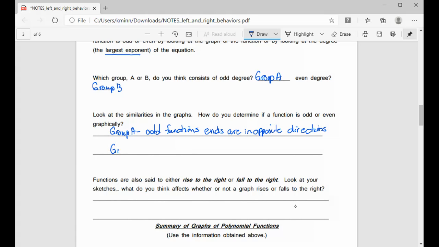For Group B, the even functions, you should notice that the ends are going in the same direction on the left and the right. These were even functions, and the ends are in the same direction.